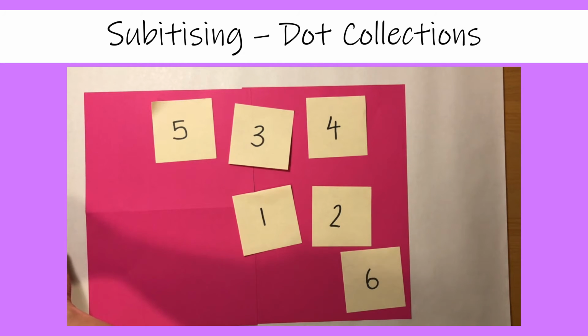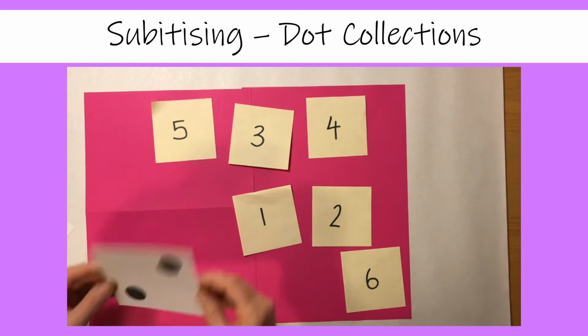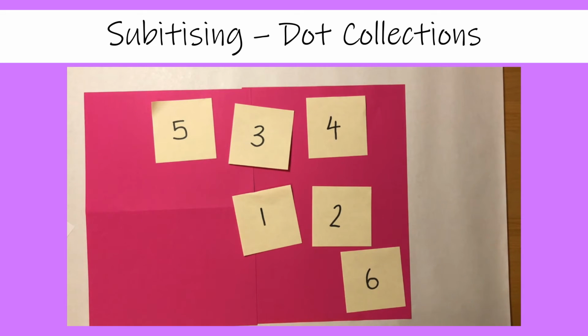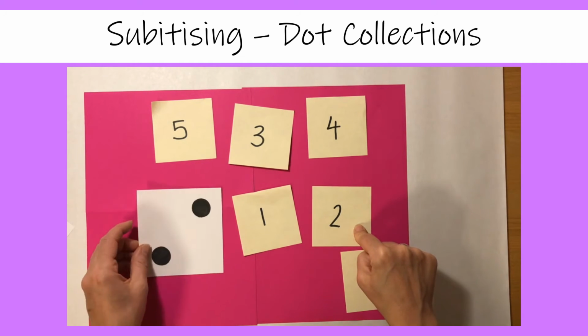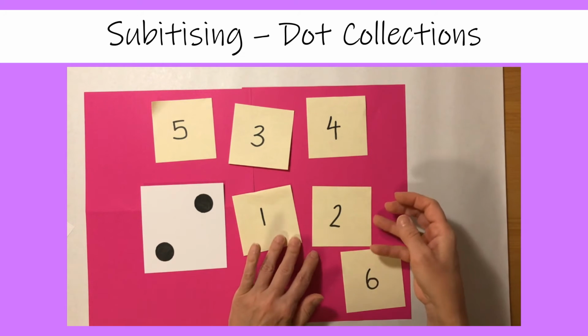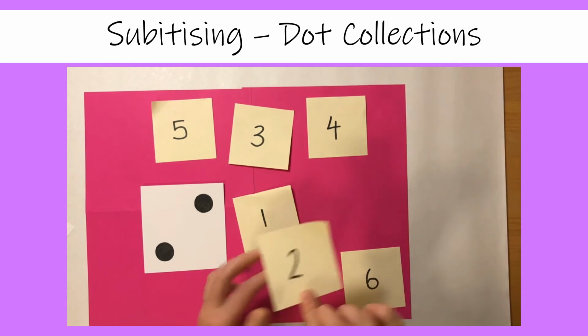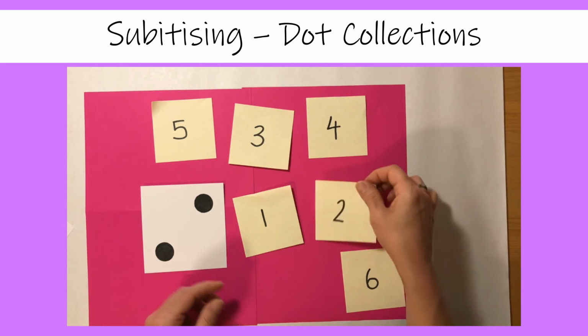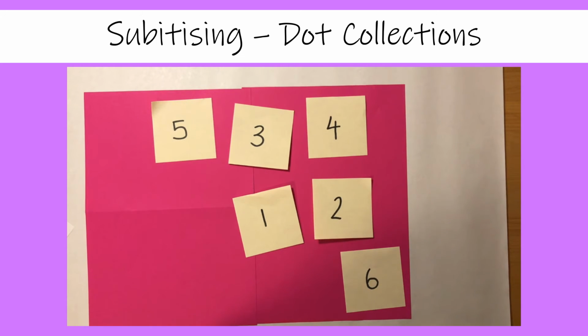What about this one? Are you ready? Okay. How many dots did you see? Yes, it was 2. And can you point to the numeral? Yes, this is 2. Here we have 2 dots, and it looks like a dice pattern. And this is the numeral 2. This is how we would write it. Okay, let's see what else we have.